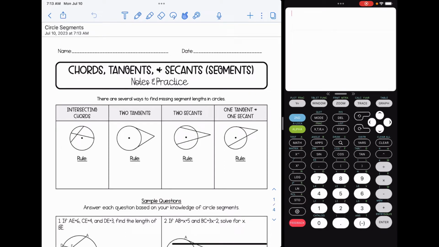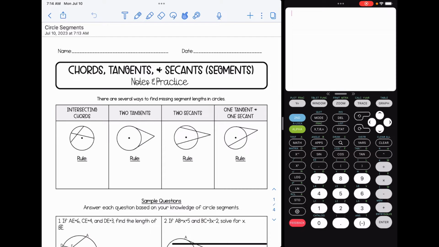Hi everyone, in this video we are going to be learning about chords, tangents, and secants, and finding missing segment lengths within circles. There are several different ways to find missing segment lengths in circles, and it depends on what type of line segments you have. If you look at our chart here, we have four options. We could have two intersecting chords, two tangents, two secants, or one tangent and one secant. These are the common scenarios that we see and the ones we'll be working through in this video today.